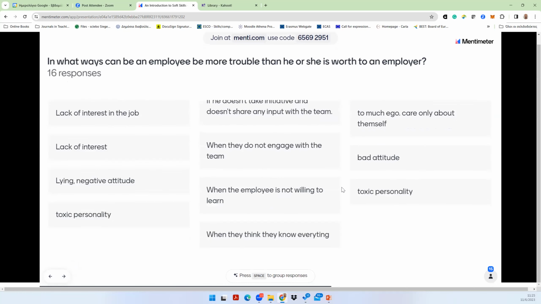Other, toxic personality. What do you mean toxic personality? Can someone share with me his or her opinion? I really appreciate toxic personality. Can you share with me what this means? Yes, your name, Andre. For me, Andre, are you from Poland? Yeah, very Polish, that's me. Please share with us what it means, toxic personality?